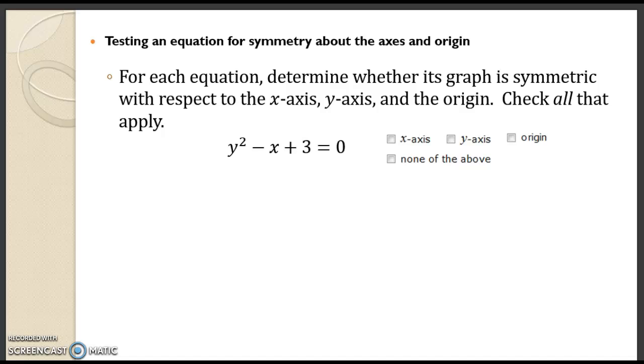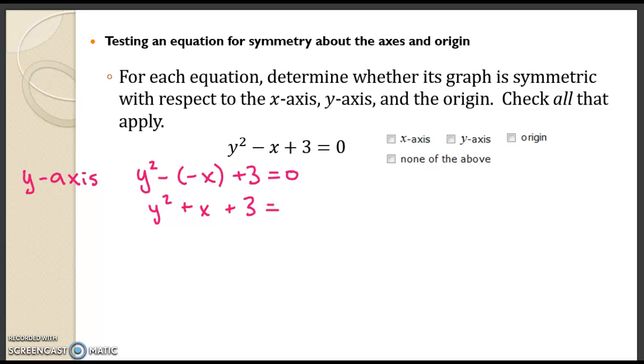So the first one, to test for y-axis symmetry, let's plug in negative x for x. What do we get? Well, we end up getting y squared plus x plus 3 equals 0. That's different than our first equation, right? So we do not have y-axis symmetry. Sorry, that was testing for y-axis. We do not have y-axis symmetry.